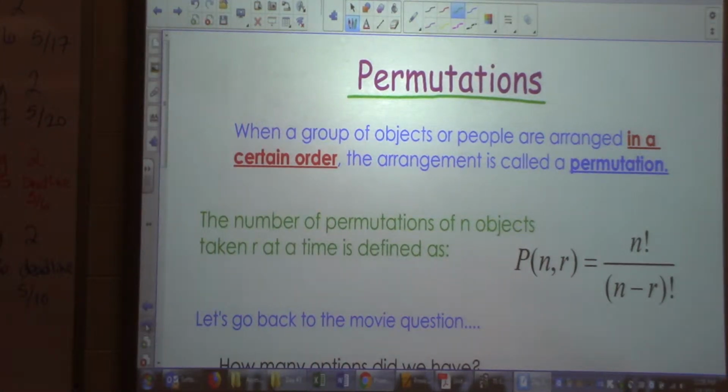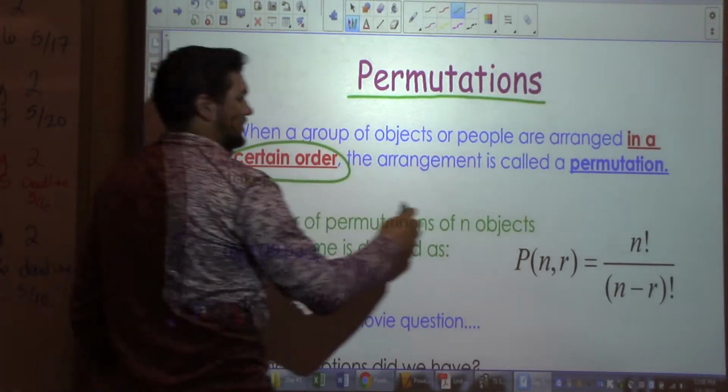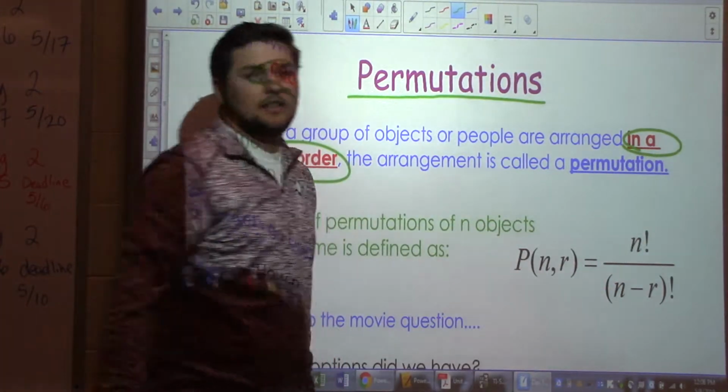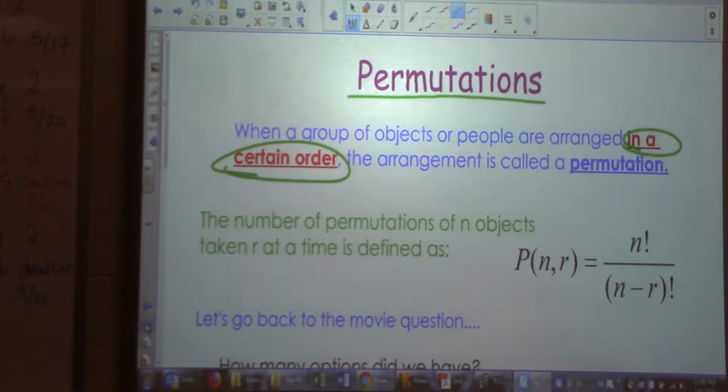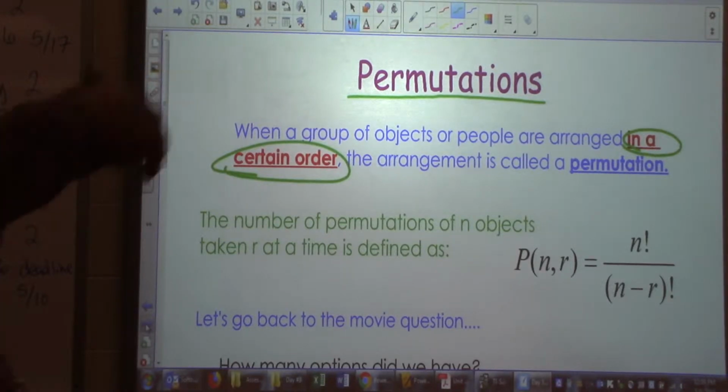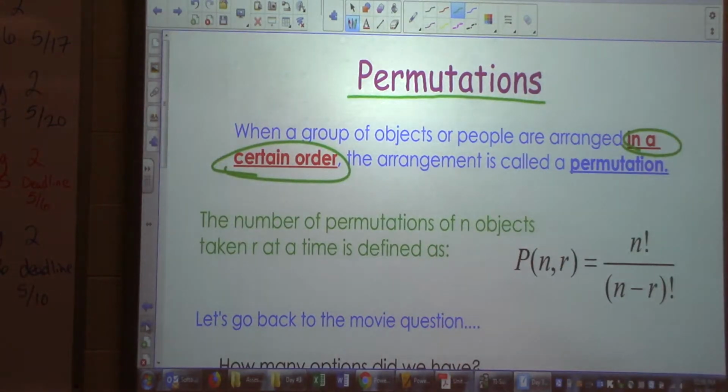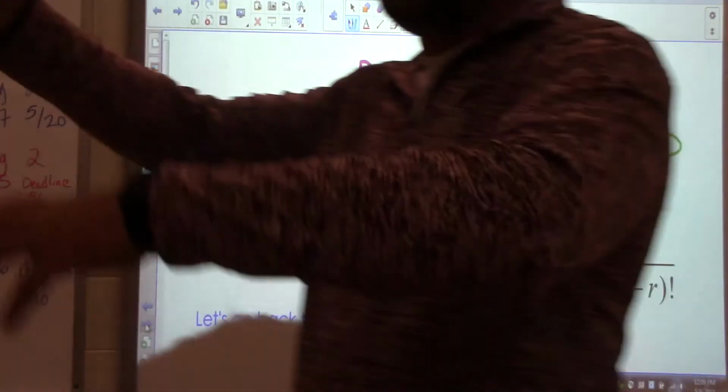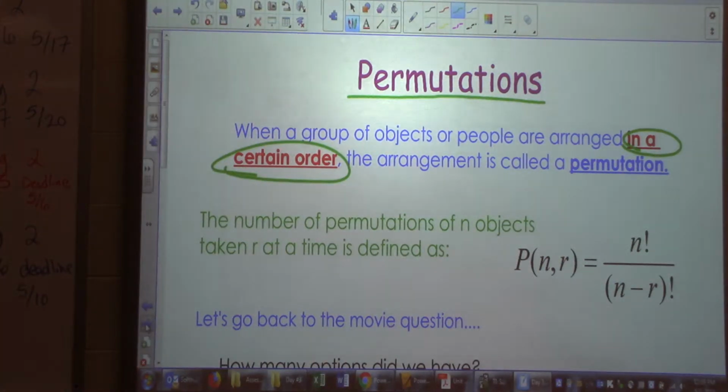When a group of objects or people are arranged in a certain order. Circle, star, highlight, do whatever you need to. With permutations, order matters. We're going to see combinations in a second. Order won't matter. But a permutation, the order absolutely matters. So that's how we're going to be able to tell the difference between the two.